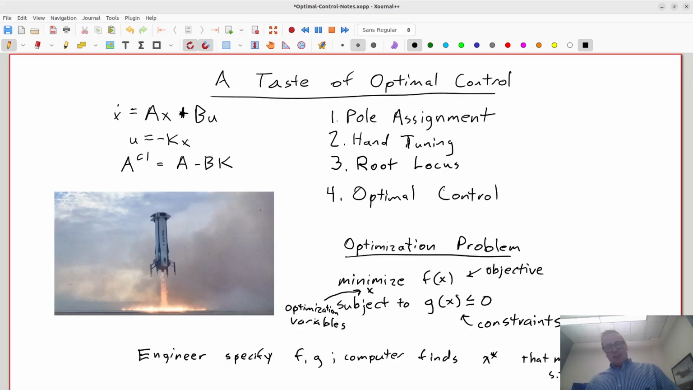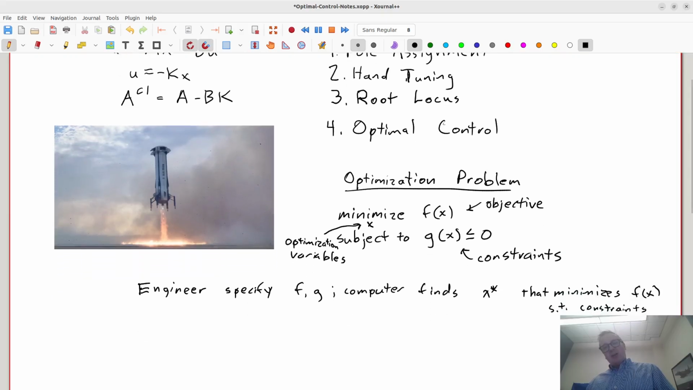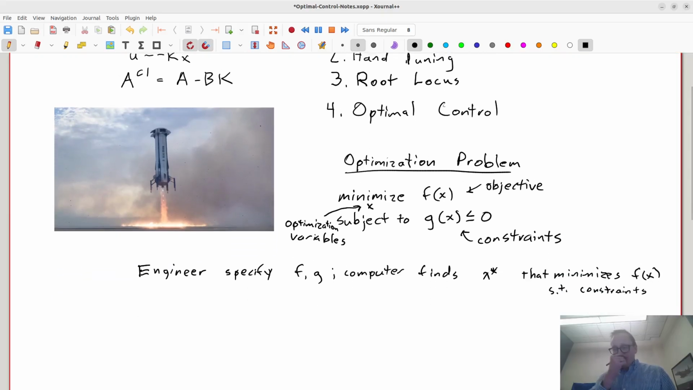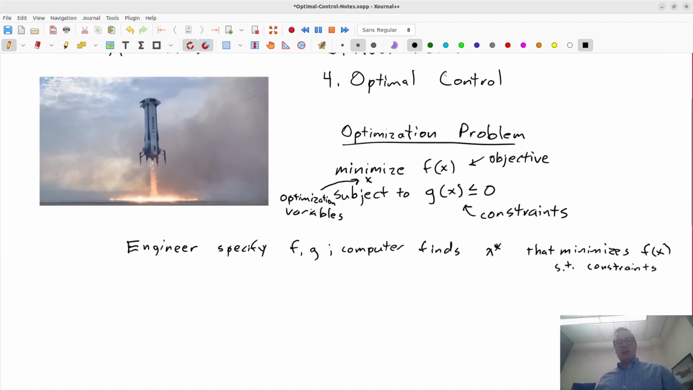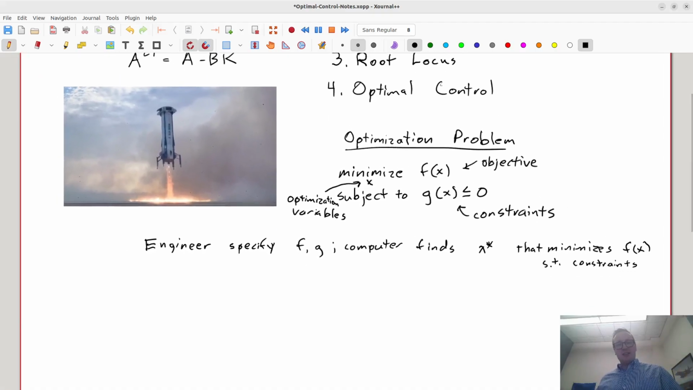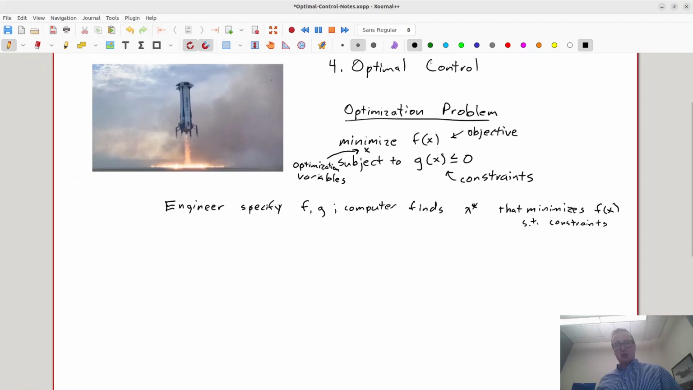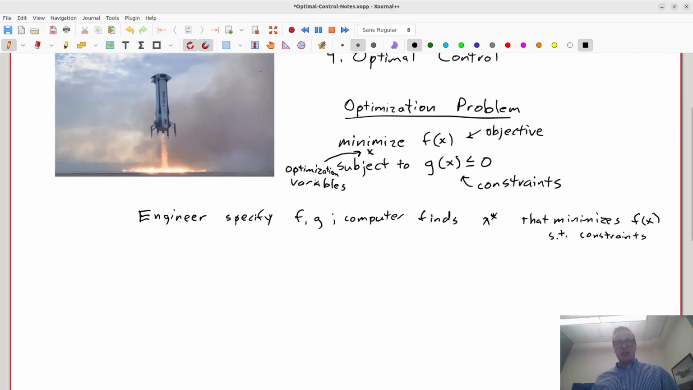So previously, when we were doing control, we were finding the gain values more or less by hand. In optimal control, we'll let a computer find not necessarily the gain values, but the actual control values themselves. Okay, so a simple example of an optimization problem, a very important one actually, is the following.